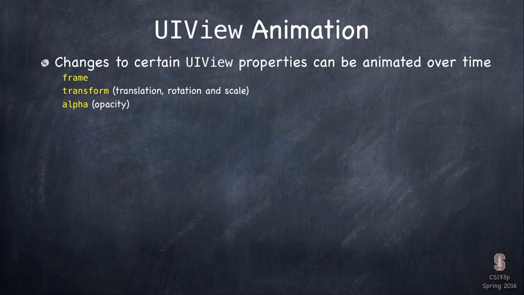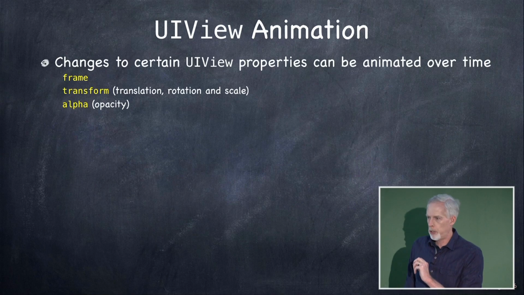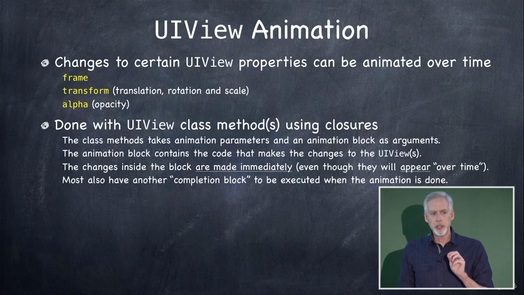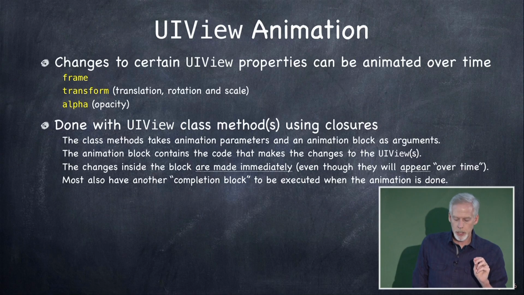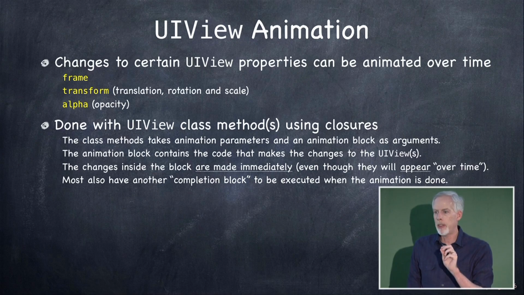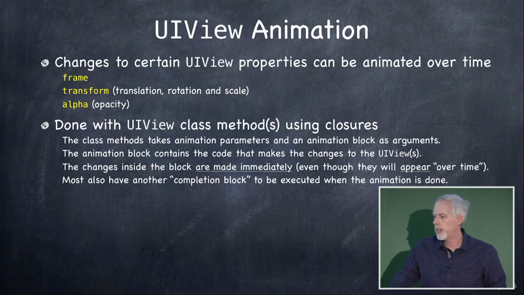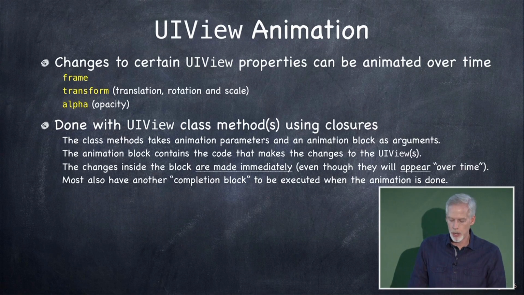So the first one is this simple one where you can change any of these three properties: frame, transform, or alpha. These are the primary ones you can change. And it will animate the change, the from and the to values of these three properties, okay? So it's done with UIView class methods. So you say UIView dot animate with duration, okay? And inside there, you're going to provide a block. And inside that block, you're going to change one of these three things, okay? And it's going to animate that change over time. Okay, and it animates it in a very configurable way, as you will see.